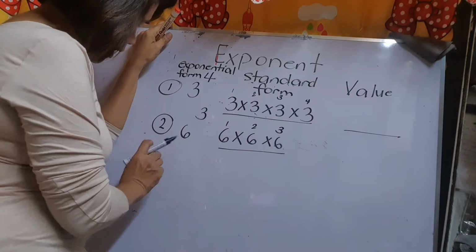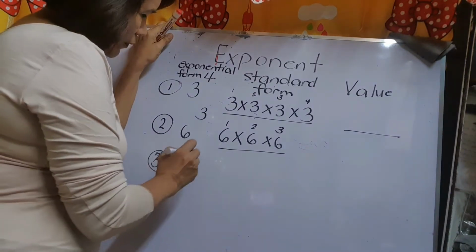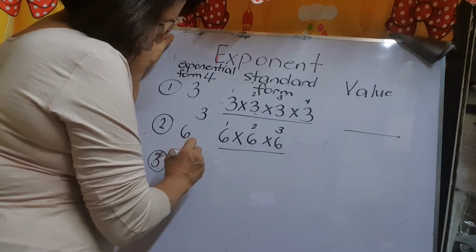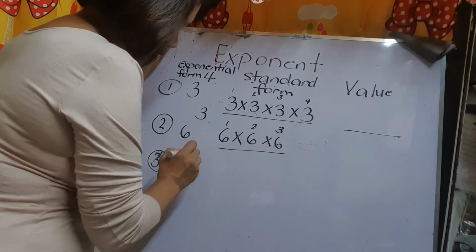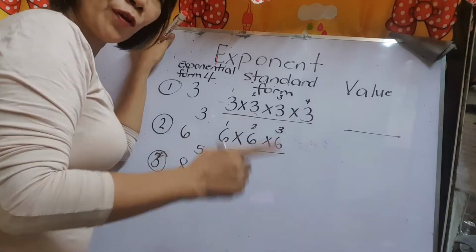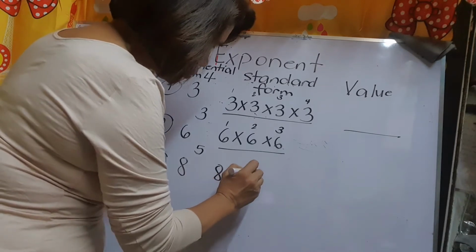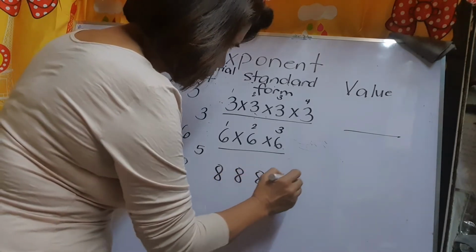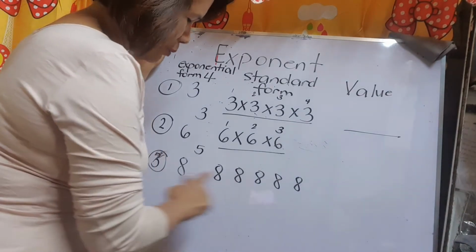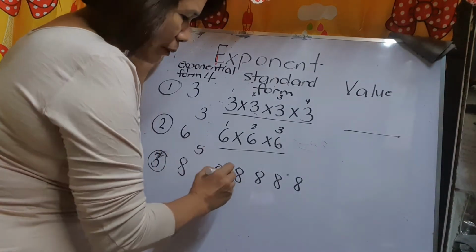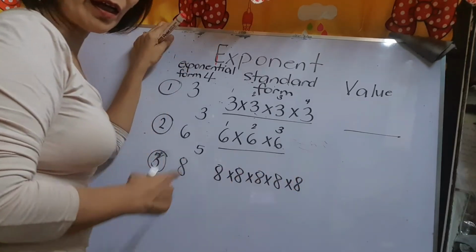Okay, next. Number 3, we have 8 to the 5th power, para mas maintindihan nila. So, how should it be? 1, 2, 3, 4, and then 5. So, it should be multiplied: 8 times 8 times 8 times 8 times 8. Okay, so ganun yun na.